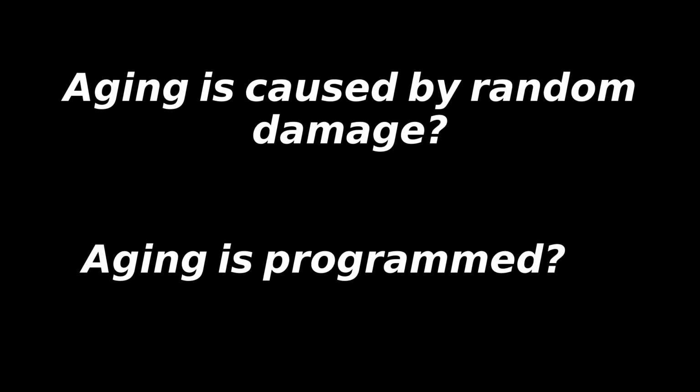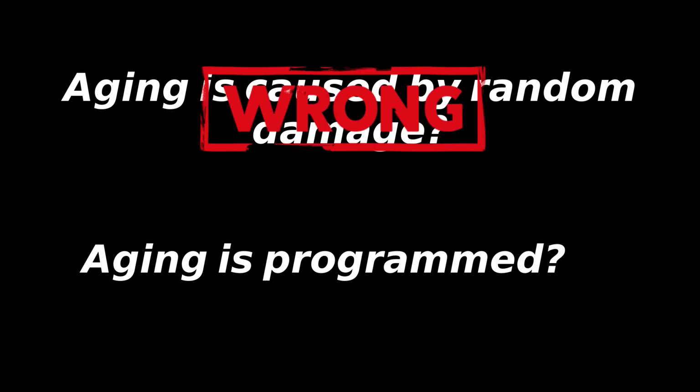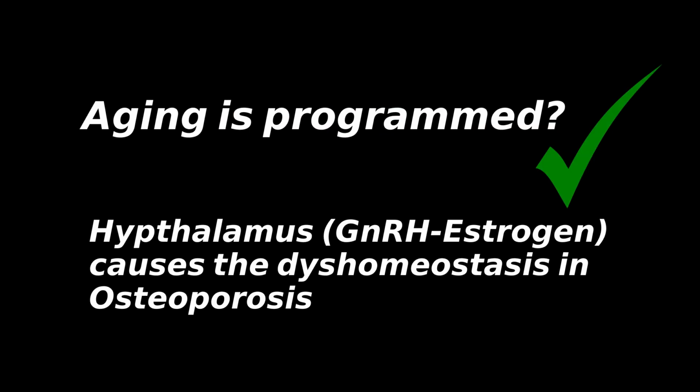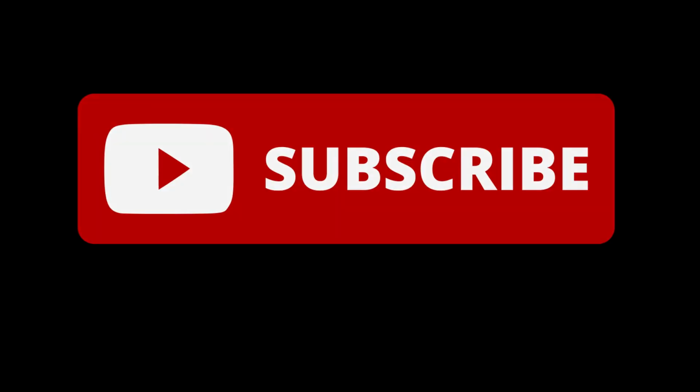Aging is caused by random damage. Wrong. Aging is programmed. Correct. Hypothalamus GnRH estrogen causes the dyshomeostasis in osteoporosis. Tony, over and out.